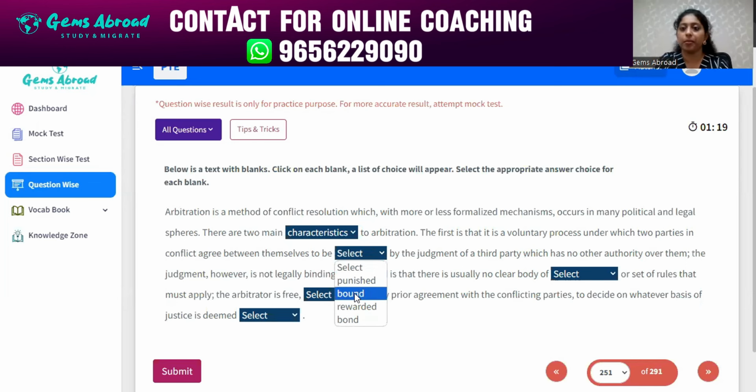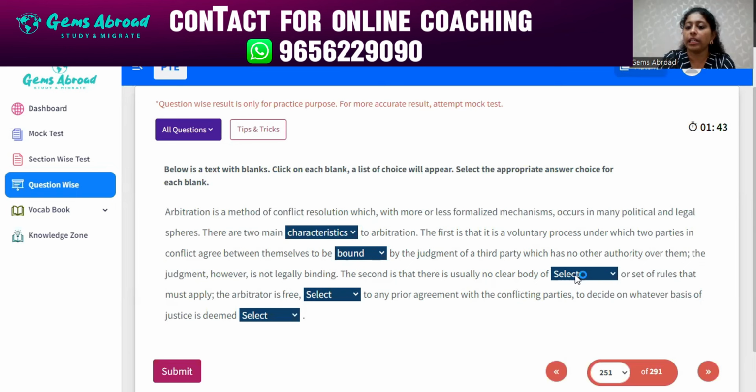To be bound, to be punished, to be rewarded, to be bound by the judgment of a third party which has no authority over them. The judgment, however, is not legally binding. See, this also gives a clue.